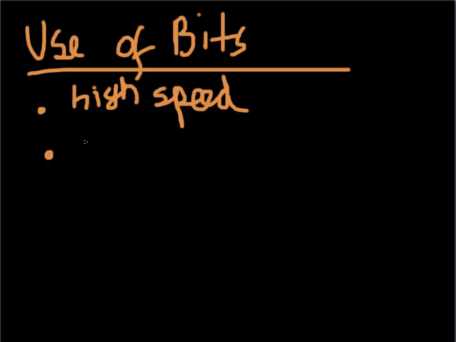Second, bits can be used to represent on and off, or yes or no. So it will help the computer to make logical decisions.